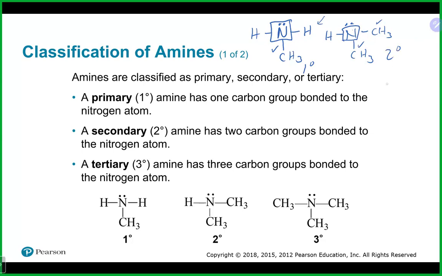And just like the others, we can also have a tertiary amine where we replace that last hydrogen with a carbon group. And here we have attached to this nitrogen one, two, and three. This would be a tertiary amine. So like alcohols and carbons, we can also classify these as primary, secondary, or tertiary. And in this case, what we're looking for is the nitrogen, and how many carbons are directly attached to the nitrogen? Any questions on that?